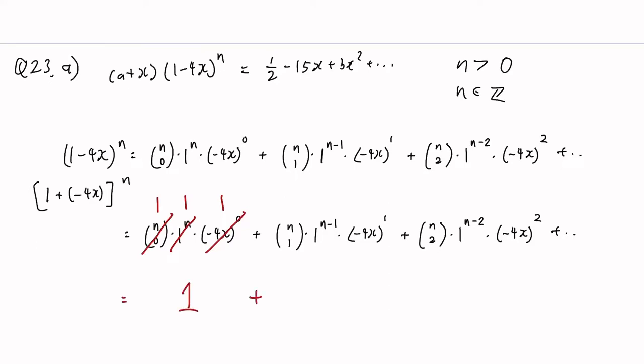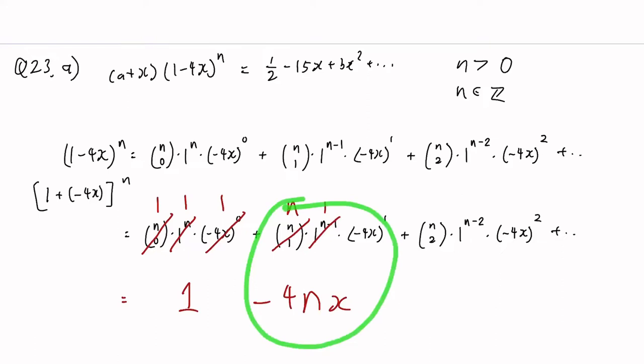Plus, n choose 1 is just an n. 1 power anything is just a 1. n times 1 is just an n. So I get n multiplied by -4x. Simplify it straight away, I get -4nx. Is this part okay? Yeah.